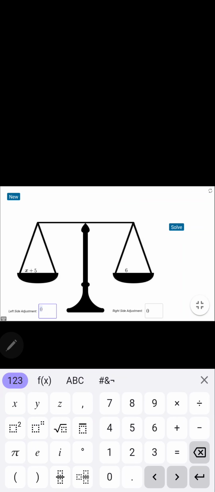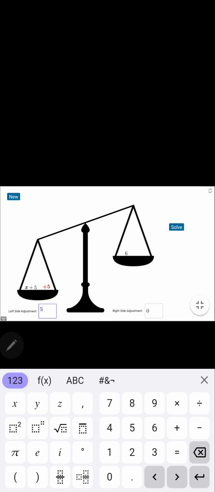Here's another example. x plus 5 is equal to 6. I know you know it's got to be 1. 1 plus 5 is equal to 6. But how could you show this algebraically? Well, again, on the left side, we have x plus 5. We need to get rid of the plus 5, so x is by itself. So what could we add? Well, what if we added 5? What if I tell it to add 5?